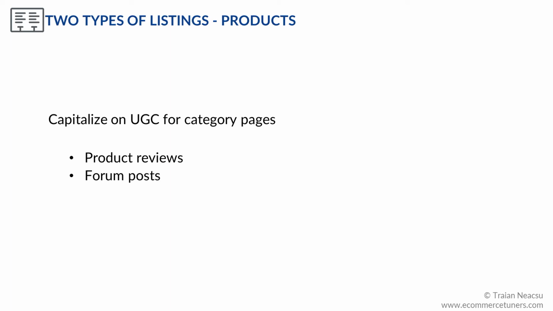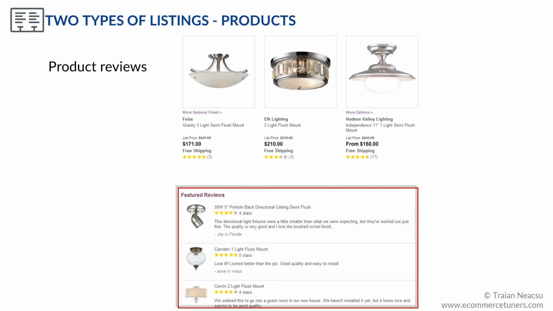Another way to optimize product listings is to capitalize on user-generated content, also known as UGC. User-generated content is a highly valuable SEO asset, so let's take a look at two types of UGC that you can implement on listing pages: product reviews and forum posts. Adding relevant product reviews will influence conversion rates and search engine rankings.